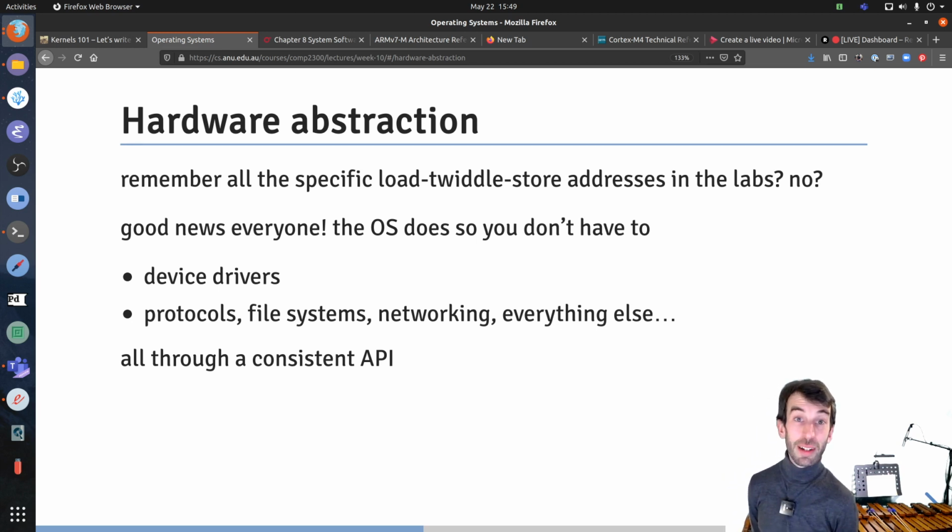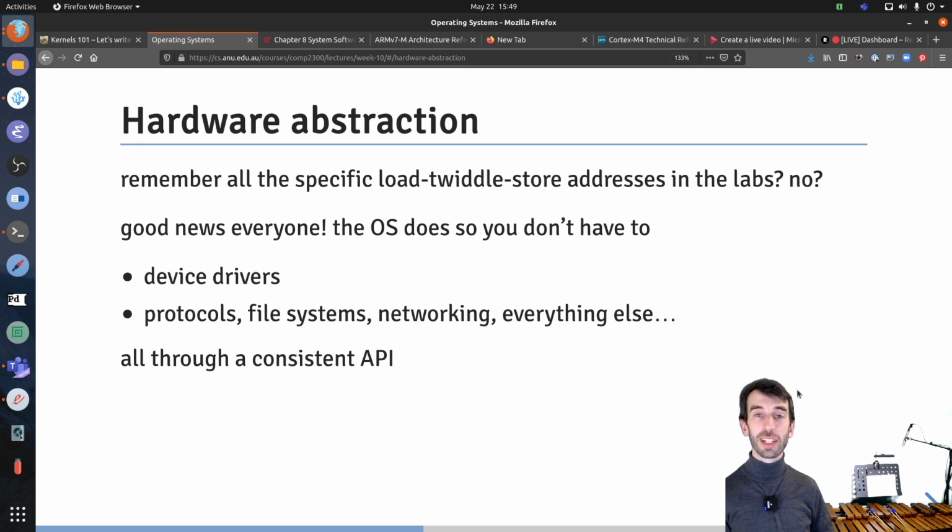OSs will do a lot of other stuff to give you abstract access to hardware, particularly networking hardware, file system hardware, different networking protocols, everything else. So it will give you these application programming interfaces, or APIs, to work with all the different kinds of hardware that you could expect to work with when developing software for a computer.